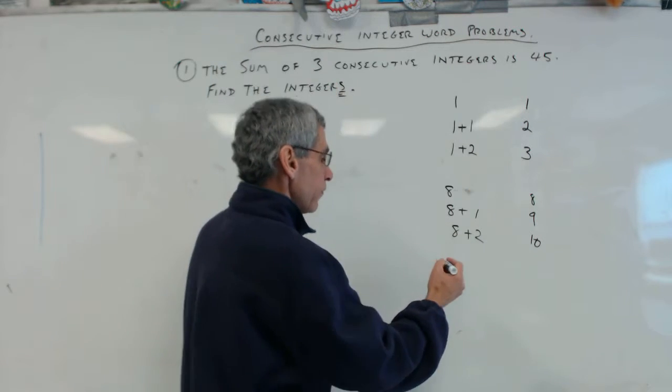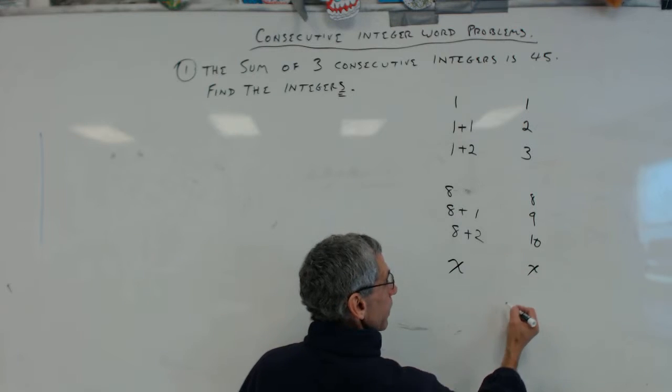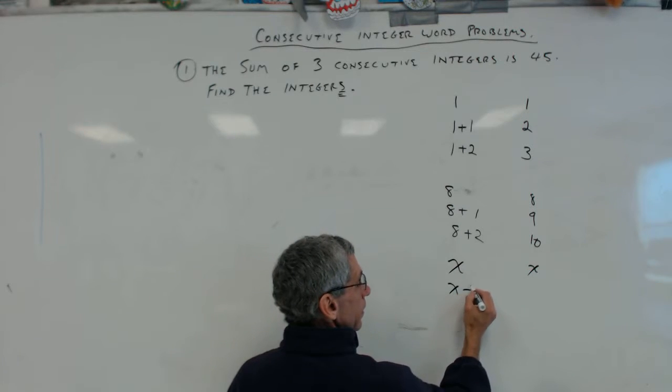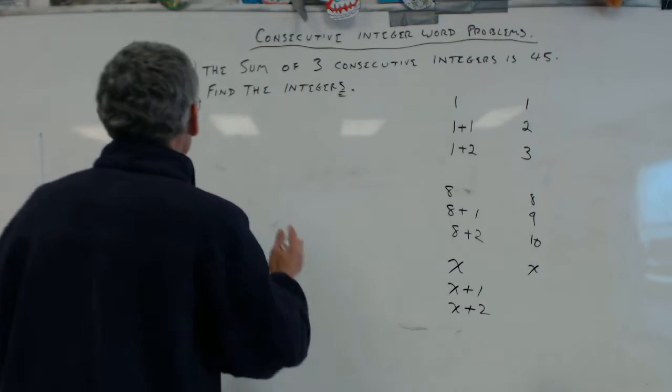So we get that. So what if my first number was x? So my first number is x. What's my second number? x plus 1. And my third number is x plus 2. Awesome. So let's do that.